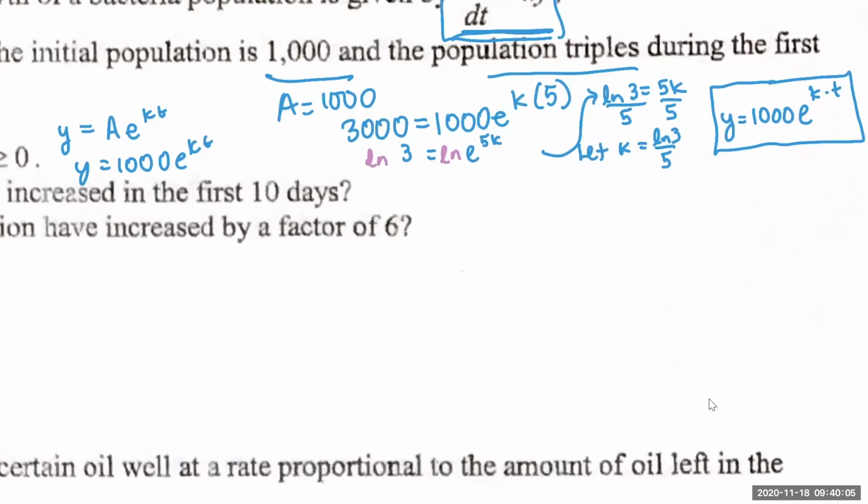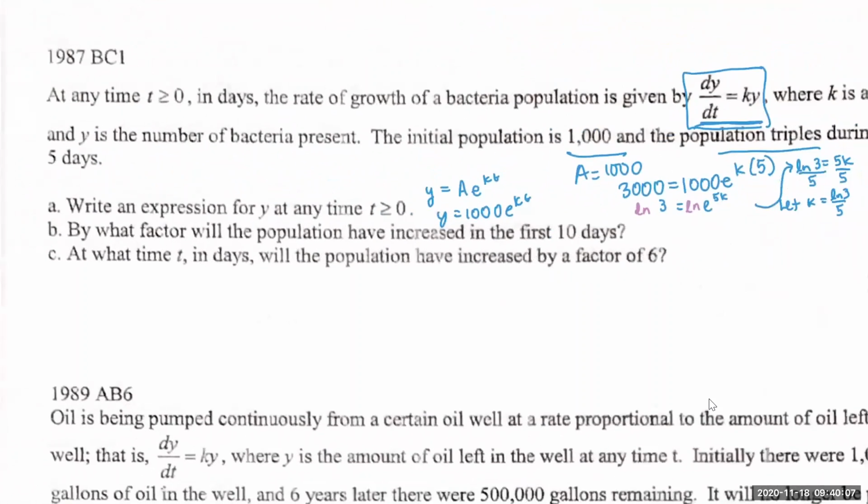So maybe when I'm reading part B and it says by what factor will the population have increased in the first 10 days, I'm not entirely sure what the question is asking for, but I know that I can take a stab at it by figuring out, okay, well, what is the population after 10 days? So can I have you guys use your instinct and solve for that? What is the population going to be after 10 days? Then go back and reread the question and see if you can come up with an answer for this.